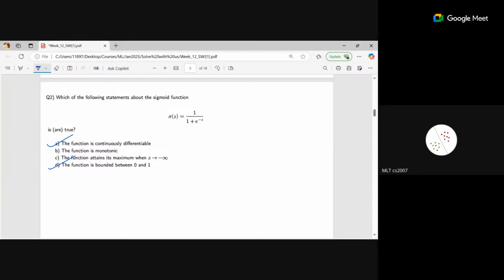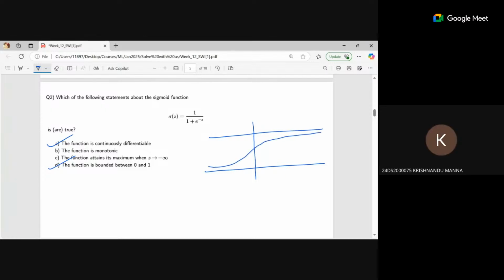What about option B and option C? It is not monotonic because it is changing, right? Yeah, so how does my graph look like? At negative infinity, the value is minimum, not maximum. So we know that this function is bounded between 0 and 1. This is correct. The function attains its maximum when z tends to minus infinity, which we can see is not correct, because it attains its minimum, right? So this is wrong.